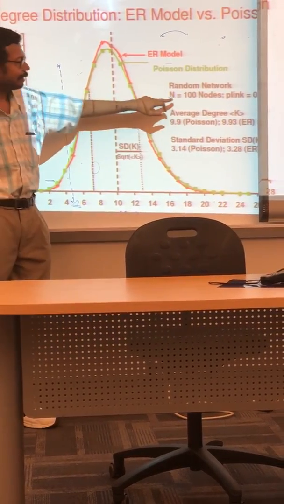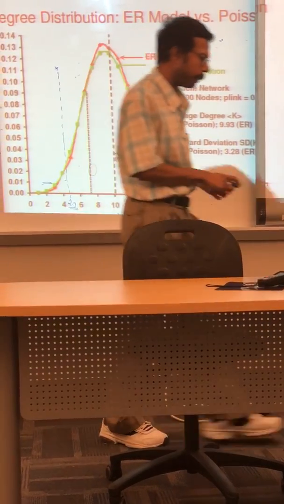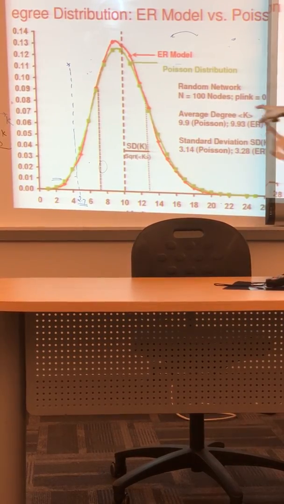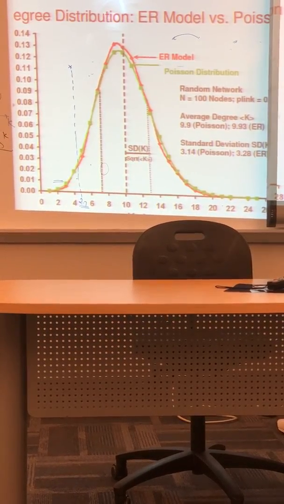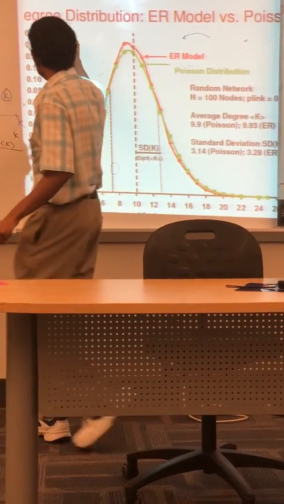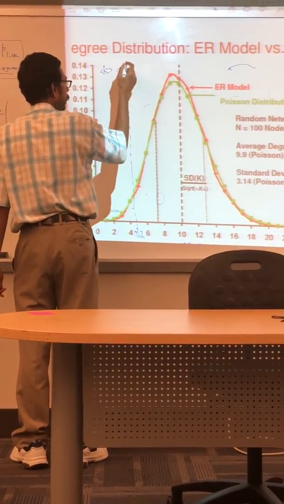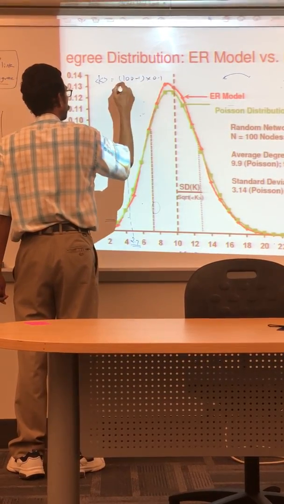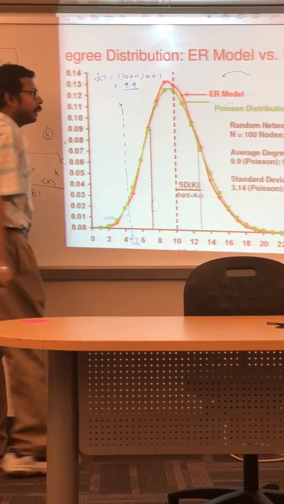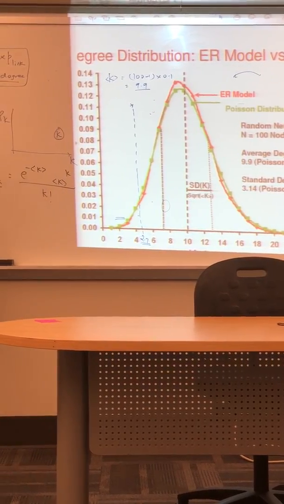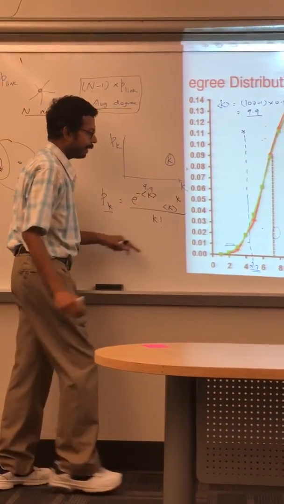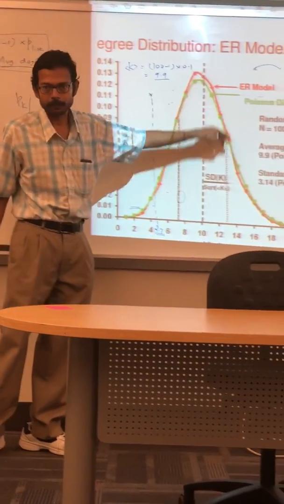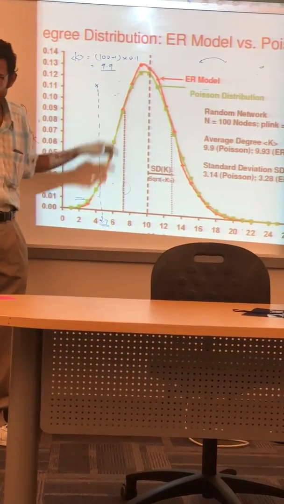I said this is a network of 100 nodes with a p value of 0.1. So what is going to be the average degree? It's 100 minus 1, times 0.1, so that's going to be 9.9. Using 9.9 as my average degree, for different k values I found the pk values and plotted the green line. So that's the Poisson distribution.